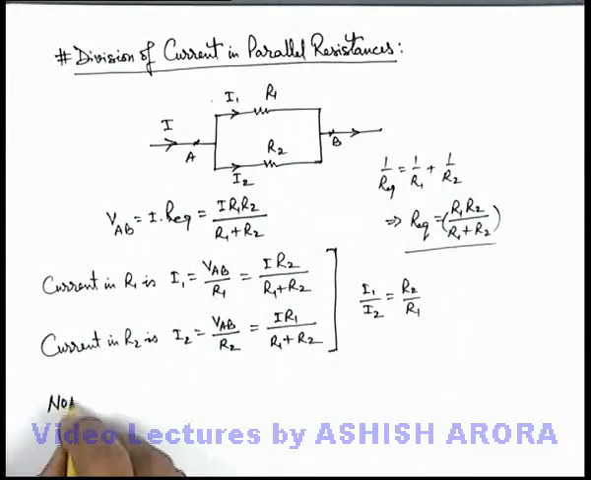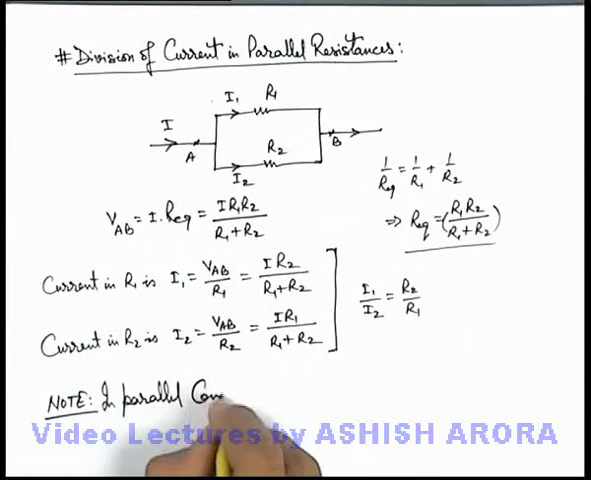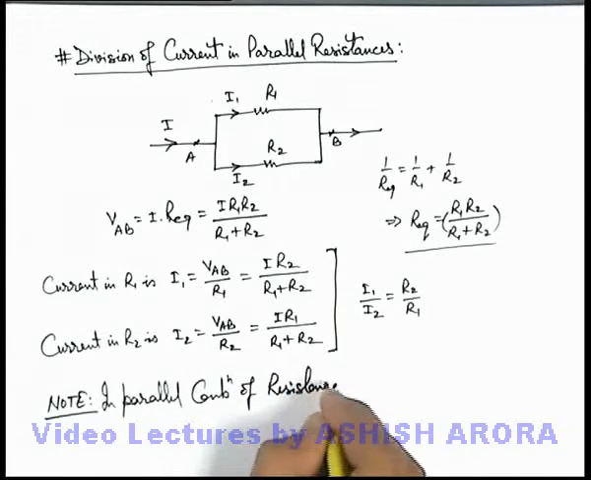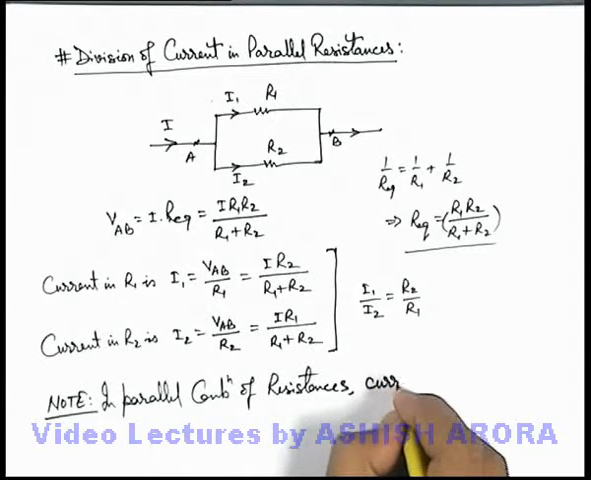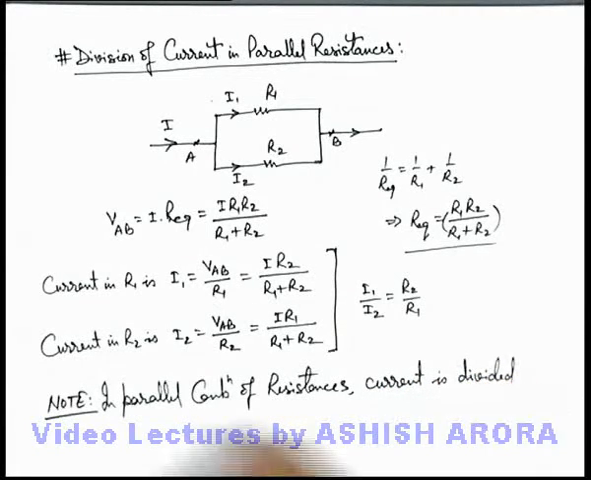So you just write down a note here which says that in parallel combination of resistances, current is divided in inverse ratio of resistances. That is, wherever resistance is less, more current will flow through that path.